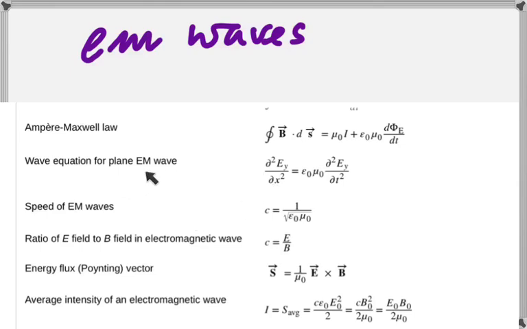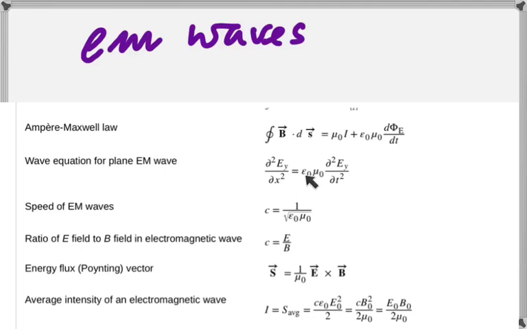Wave equation for a plane electromagnetic wave. Just want you to look at this and see on the left-hand side, what is the differential here? Second order, change in electric field with distance, isn't it? But on the right side, you have change in electric field with time. Don't go into the details of that, but do you see an important factor coming up here? Epsilon naught times mu naught.